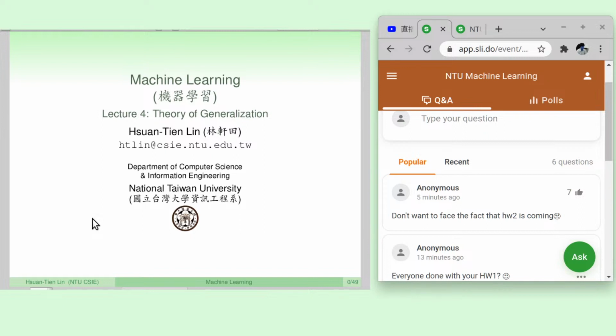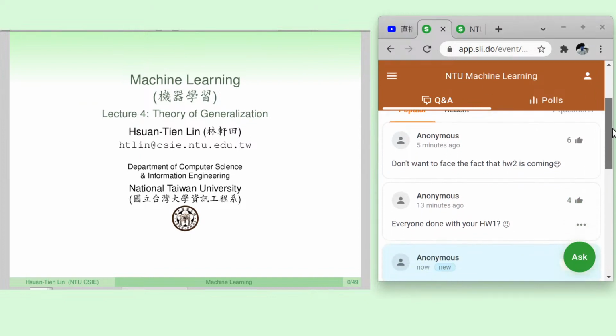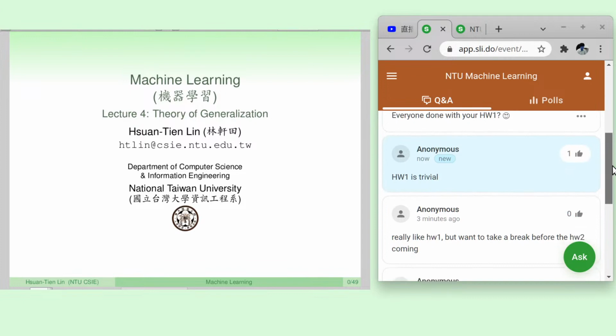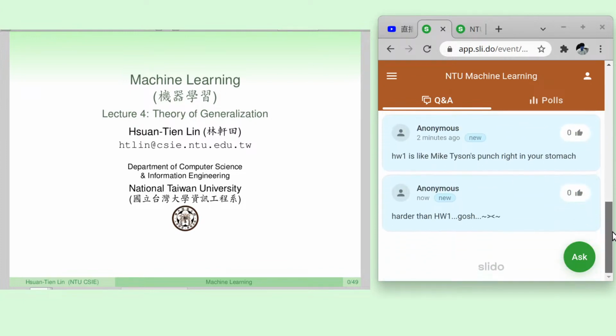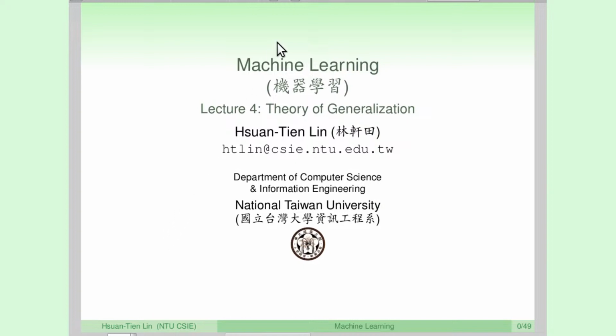Okay, so let's get started with today's class. Actually, we're not done with last week's class yet with the theory of generalization. We have talked about an important theoretical tool called the VC dimension, and today we will discuss more about the message behind the tool. So let's first review a bit about what VC dimension is.